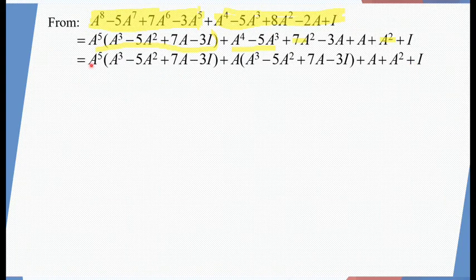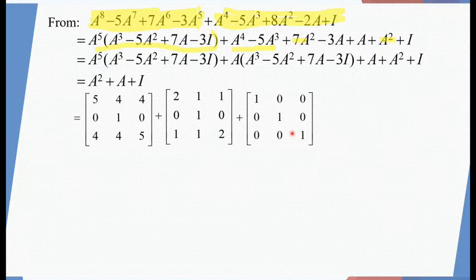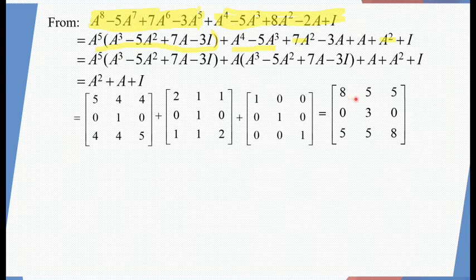Now from equation number 1, this entire function is equal to 0. So A raised to power 5 into 0 is 0 and A into 0 is also 0. So only A plus A square plus I remaining. And we have the value of A square, A and I. So put here A square is 544, 010, 445. A is 211, 010, 112 and I is the identity matrix. So on simplifying this we get 855, 030, 558. So this is the value of this particular expression.